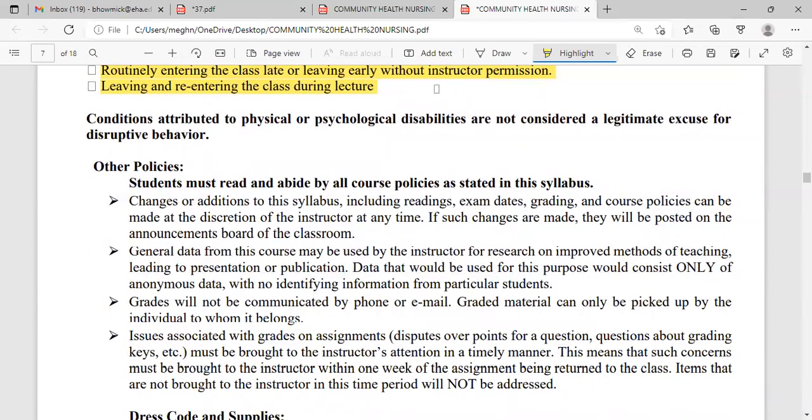Conditions attributed to physical and psychological disability are not considered a legitimate excuse for disruptive behavior. So what are the other policies?